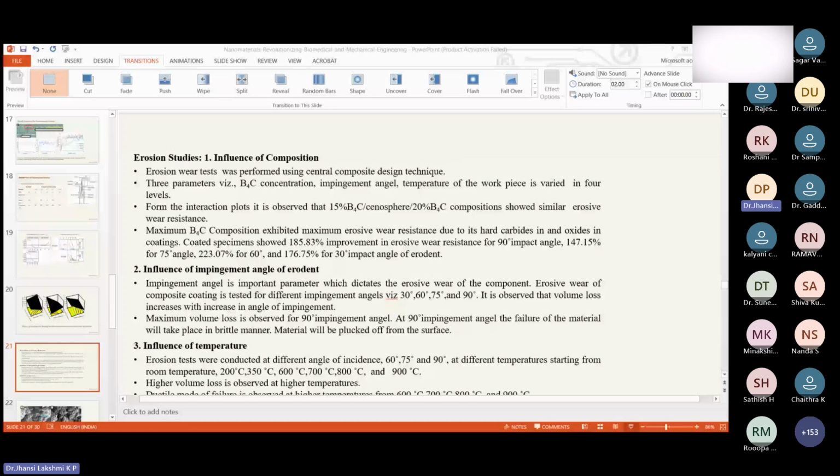So the material will pluck off, as we can see here, and some platelets are seen here, and even lip formation is seen here.